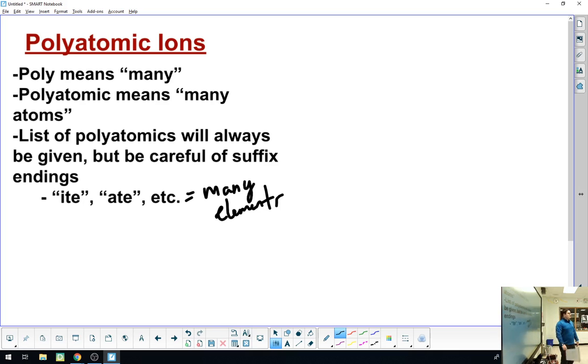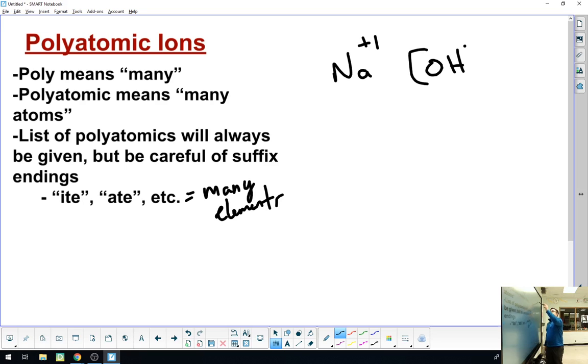Polyatomics are usually going to have a metal and some non-metals, so that means they're going to be ionic. We've got to look at the charges. For example, if we have sodium, which is a +1 charge, and hydroxide, which is a -1 charge, we're going to do the same thing we did before. Ask yourselves the question: are the charges equal and opposite? Yes, and so when they come together, they just cancel out. Pretty similar to what we did last week.